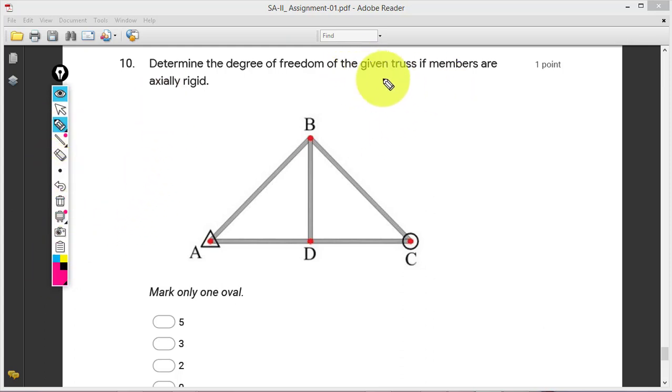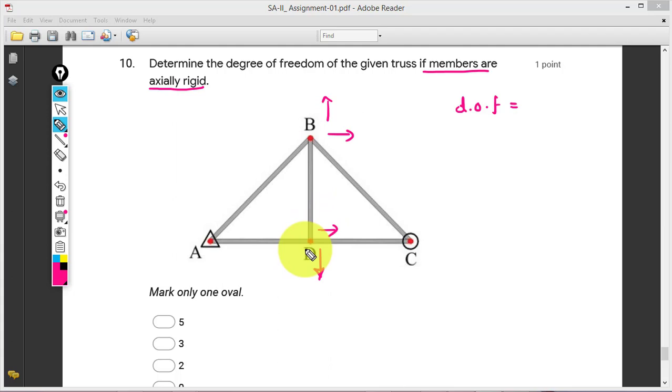Determine the degree of freedom of the given truss. This is the important part: if members are axially rigid, that is the given condition. Then what is the degree of freedom of the truss? You know it is a two-dimensional truss or plane truss, and generally at each joint there can be some horizontal displacement and some vertical displacement, provided there is no fixity at that joint. If there is a pin joint, then this movement is not possible. But if you take any free joint like B or D, there can be some vertical movement and some horizontal movement.